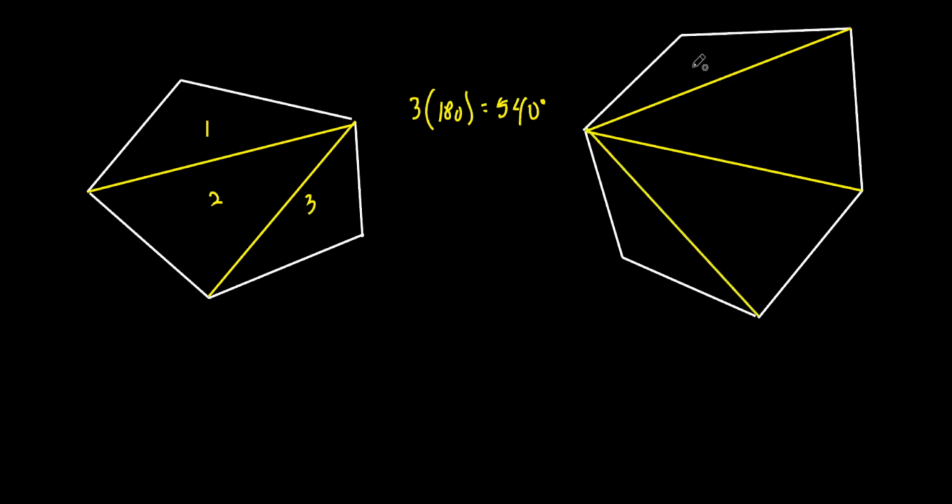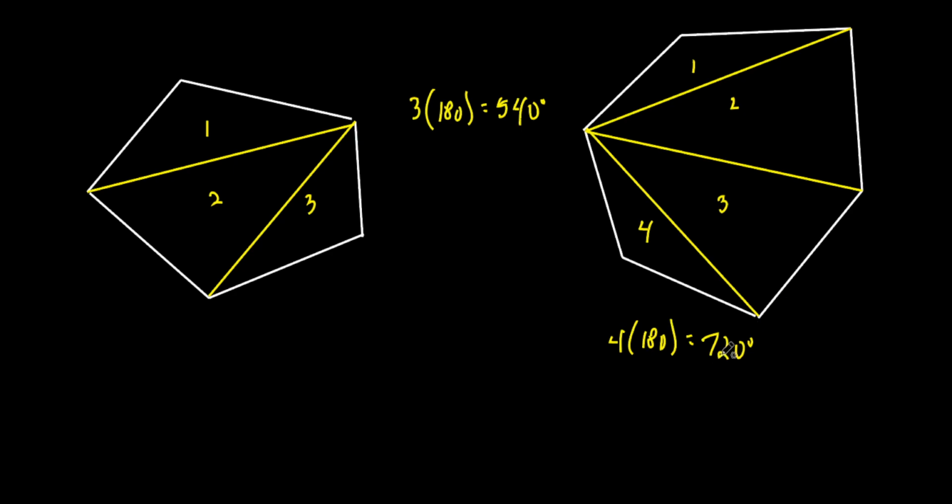How many triangles do I have now? 1, 2, 3, 4. So this is a what? Hexagon, isn't it? 6 sides. So what do? 4 times what? 180. And that equals, that's 360, and 360, that's 720, right? Would you agree?